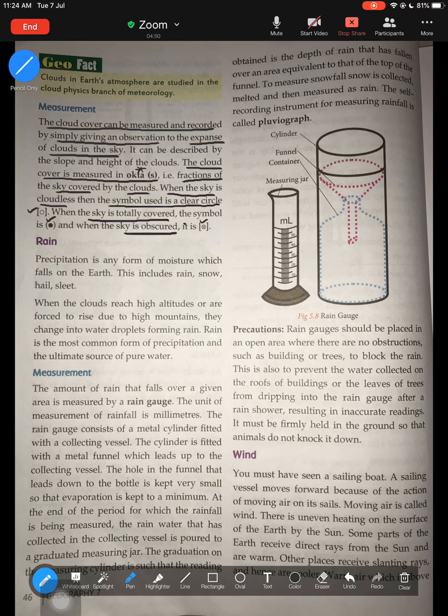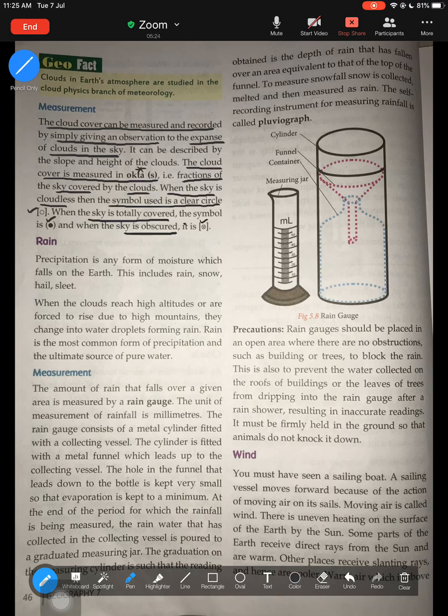So these are the three ways in which octas are expressed. One is a complete clear circle, meaning a clear, cloudless day. A circle filled inside means the sky is totally covered with clouds, and obscured, with a small cross, means neither completely covered nor completely seen, somewhere in between. So that is how you measure clouds. Two things you have to remember: how are clouds formed? Because of the process of evaporation followed by condensation, and then to measure cloud cover, you use octas.